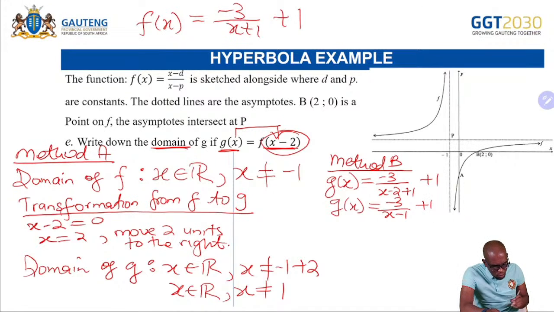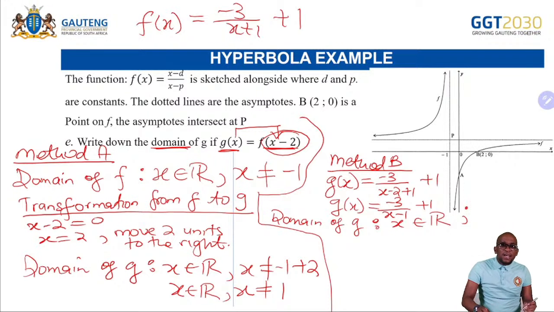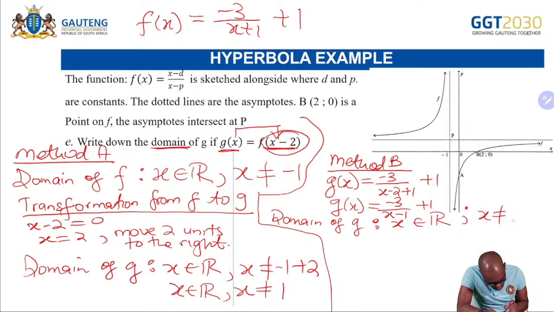So that is the equation of what now? The equation of g. So to get the domain of g, what should we do now? We should take x an element of all real numbers, but x cannot be equal to what? The asymptote. So the asymptote in this case is 1. So x cannot be equal to 1.